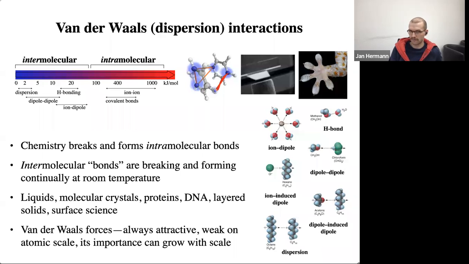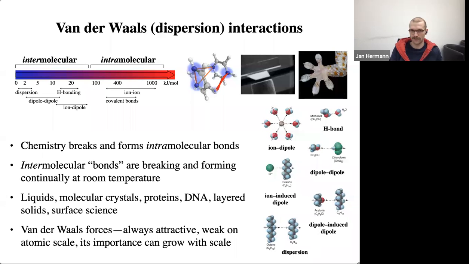Intermolecular bonds, you wouldn't call them really bonds because the bonding is very weak, but let's say intermolecular bonds, they are really breaking and forming all the time at room temperature. So that's what drives a lot of thermodynamics of everyday materials and molecules around you. And because of that, these intermolecular interactions are super important for being able to predict thermodynamic properties, stability of many materials at common temperatures.